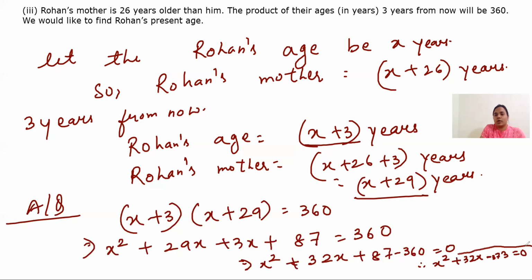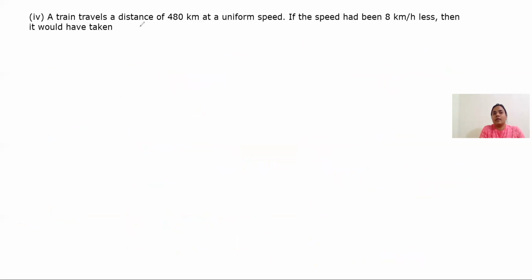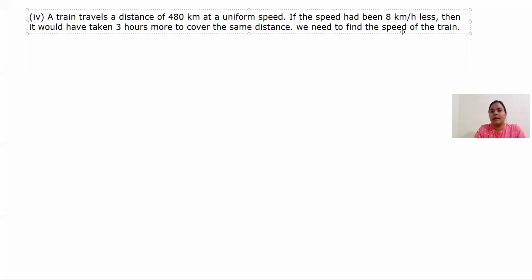So this is our required quadratic equation: x squared plus 32x minus 373 is equal to 0. Now the fourth question. A train travels a distance of 480 km at a uniform speed. If the speed had been 8 km per hour less, then it would have taken 3 hours more to cover the same distance. We need to find the speed of the train.